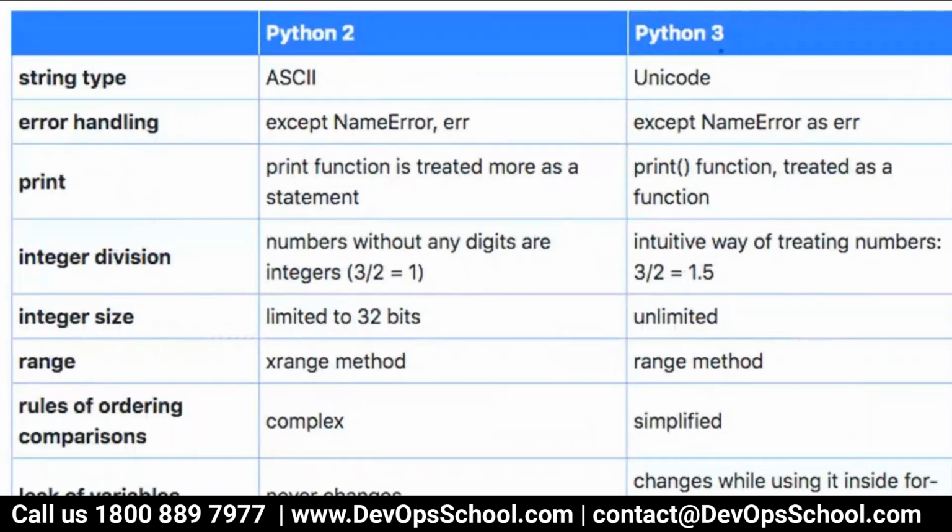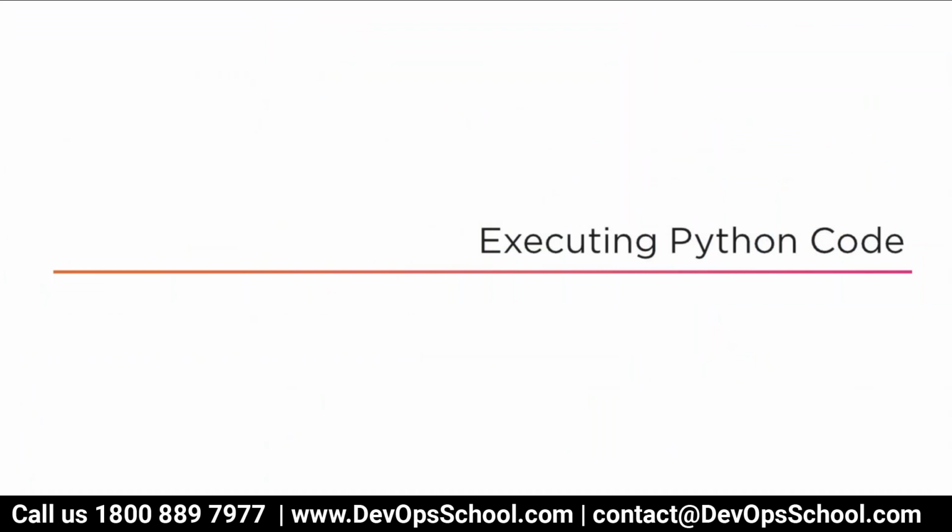Okay, so now these are the things. Please read it. I'll share these slides. It will help you. Right now, you may not be able to remember all these things because you are just starting, but just remember a few points. For example, print in Python 2 is a statement. Print in Python 3 is a function. Integer size is limited to 32 bits in Python 2, unlimited in Python 3. You have some complex simplified, something like that. You can study that. Okay, good.